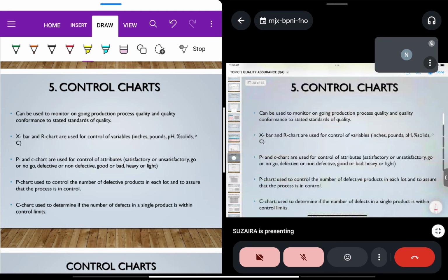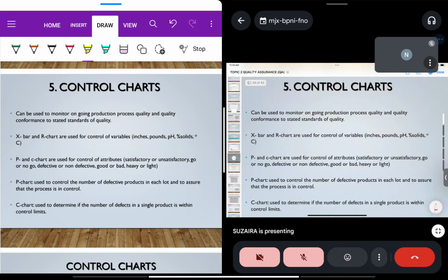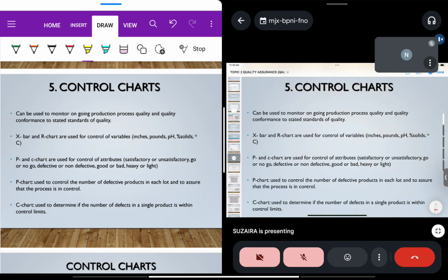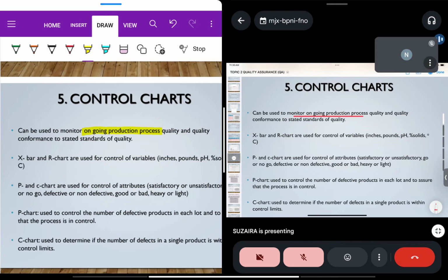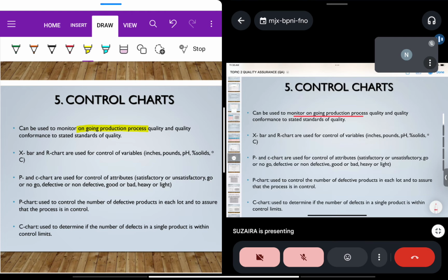This one. All right. So if we look here, in terms of the control chart, basically we want to monitor the ongoing production, so the ongoing process. It relates to the variables that we have for each of the products, and we want to know whether we produce product within the range or not, within the spec or not.